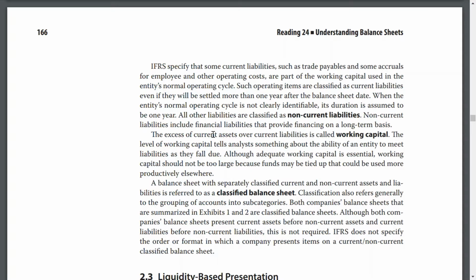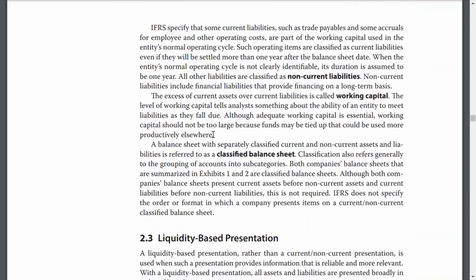The excess of current assets over current liabilities is called the working capital. The level of working capital tells analysts something about the ability of the entity to meet liabilities as they fall due. Although adequate working capital is essential, working capital should not be too large because funds may be tied up that could be used more productively elsewhere.